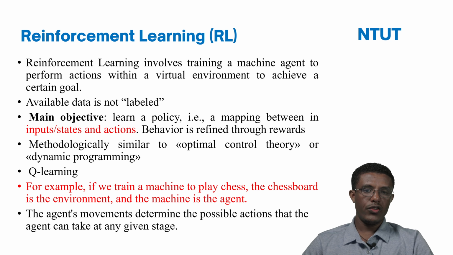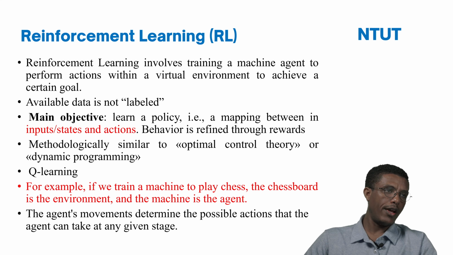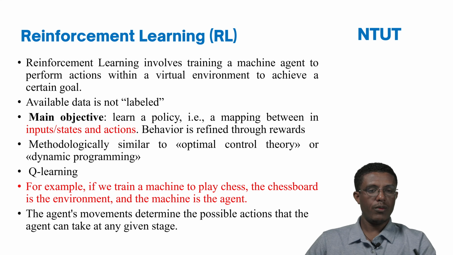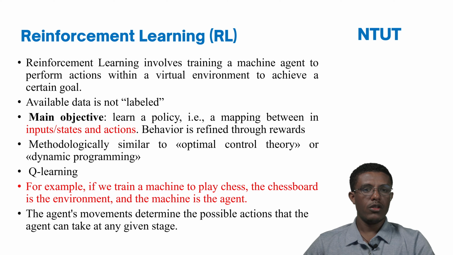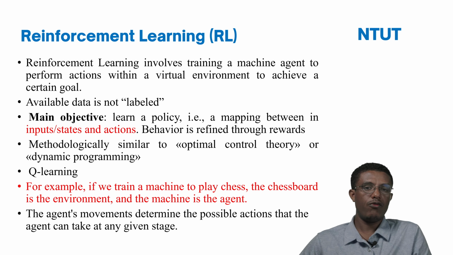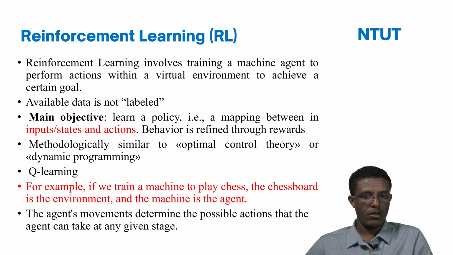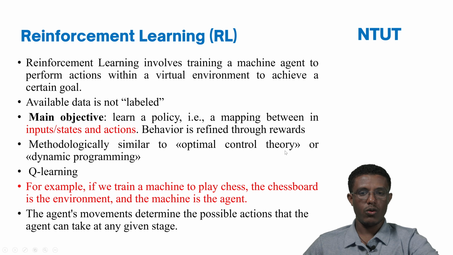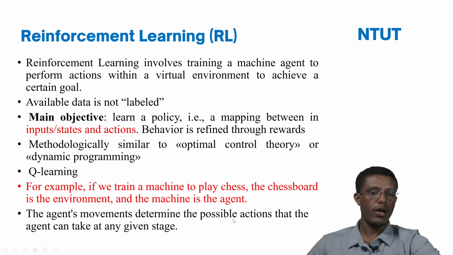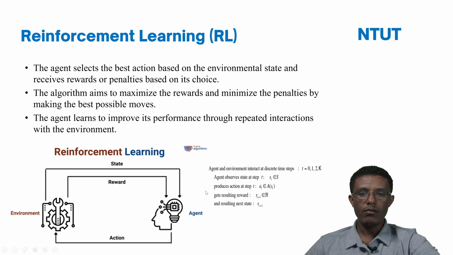For example, if we train a machine to play chess, the chessboard is the environment and the machine is the agent. Based on that, when we play on the chessboard, if we win, we get a reward. If we lose, we get a punishment. So the relationship is like this. In reinforcement learning, it is mostly about rewards and punishments. The agent's movement determines the possible actions that the agent can take at any given stage. For example, this is the structure that shows reinforcement learning.